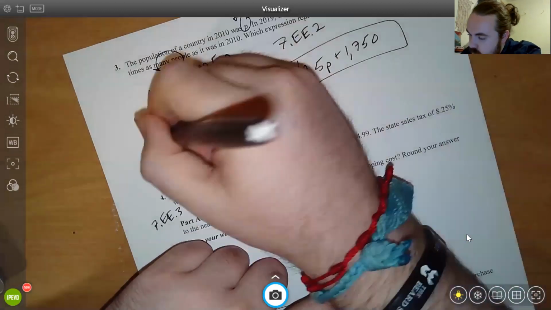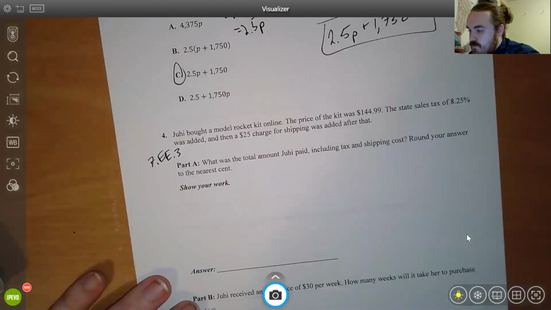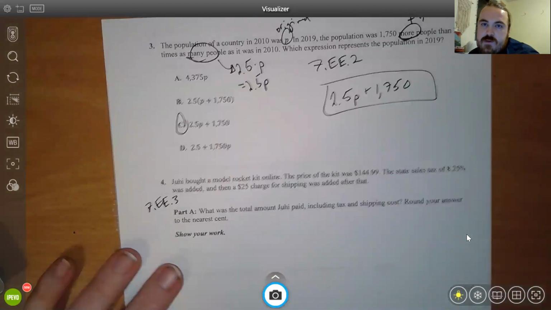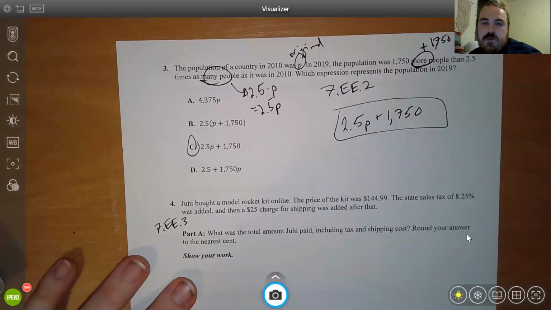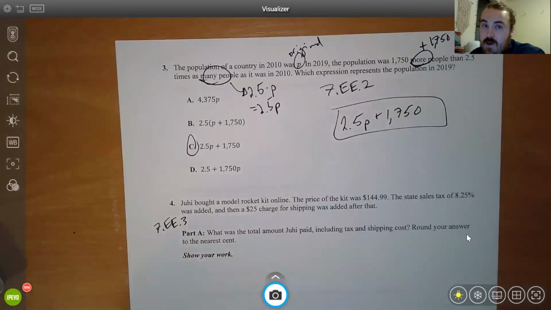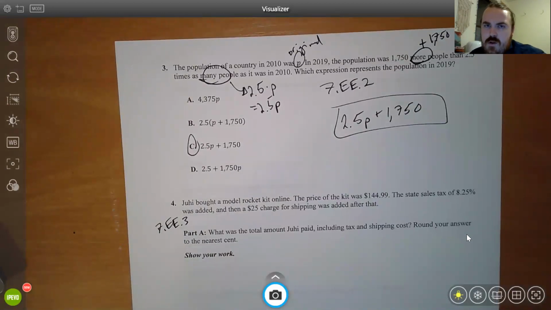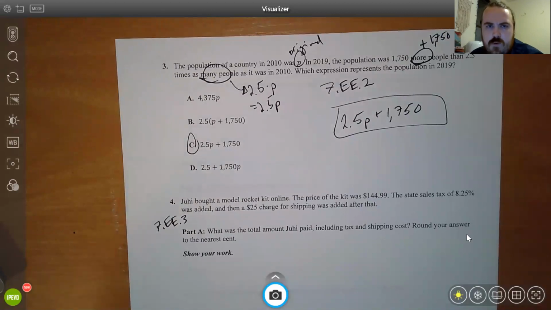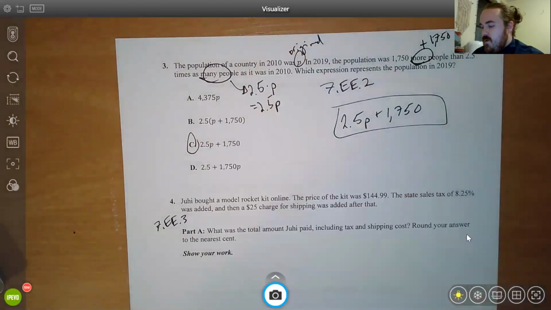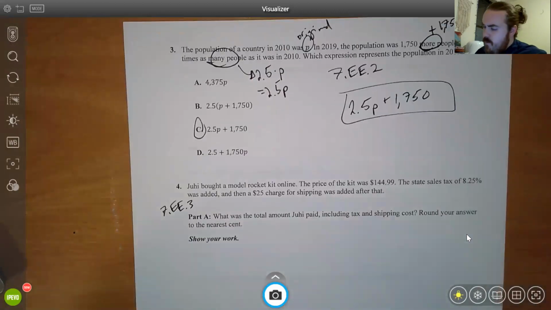Oh, there we go. See right there. For a problem like this, you could also honestly solve it by choosing a value for P, an easy value like 10 or 100. Don't choose 1, one won't work. If you choose 10 or 100, then you can solve it and then plug in for each of these and see which one gives you the same answer. But I'm not going to worry about doing that right now. Let's move on to number 4.